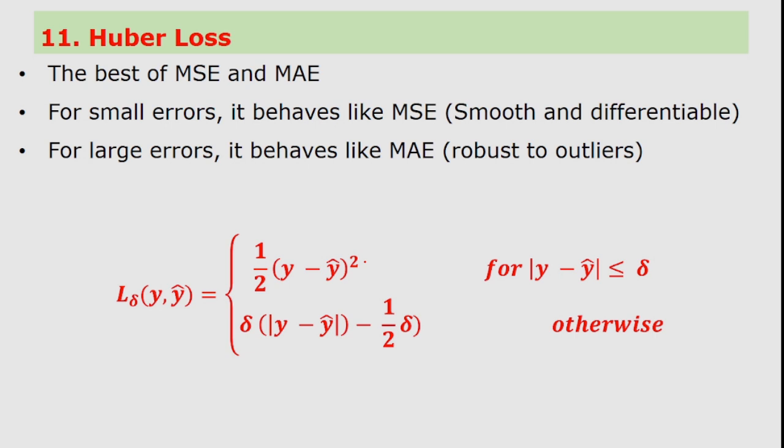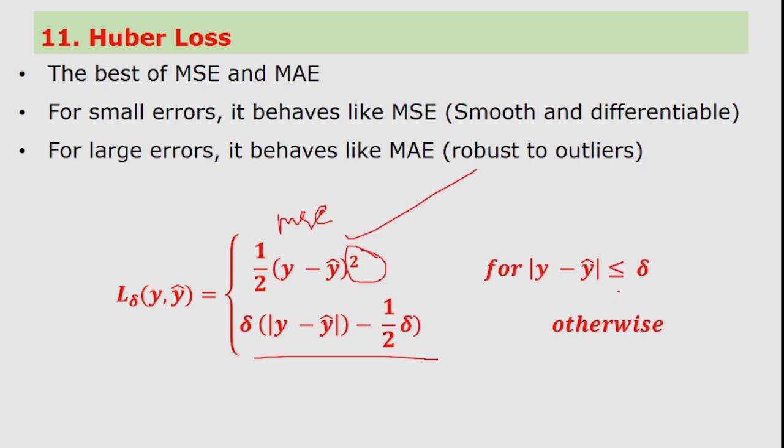What is simply Huber loss? It is a combination of MSE and MAE. See here, by looking at this formula itself, we can say this square term indicates MSE and this absolute error difference indicates your mean absolute error. For small errors, it will behave as MSE, and for huge errors or large errors, it behaves like MAE.